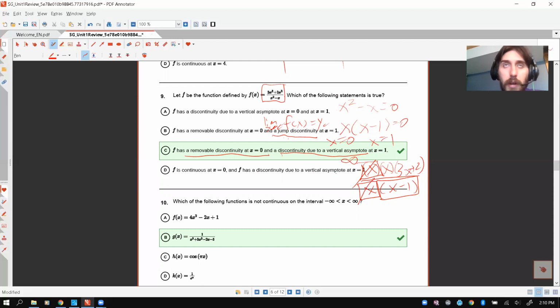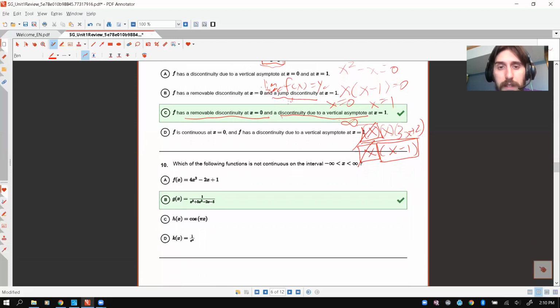And if you know your rational functions and you know generally what causes those things to be true, jump discontinuities are generally due to piecewise functions, and vertical asymptotes generally occur when you have a rational function like you have here, where there's a fraction in your function with an x in the denominator.